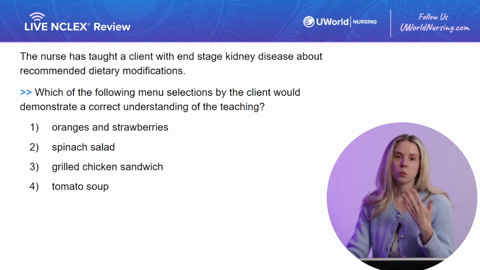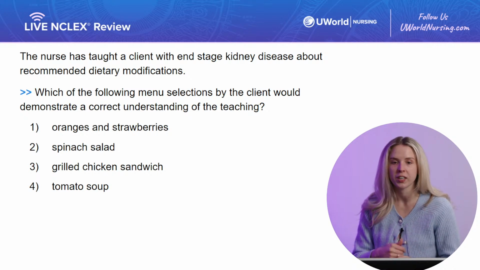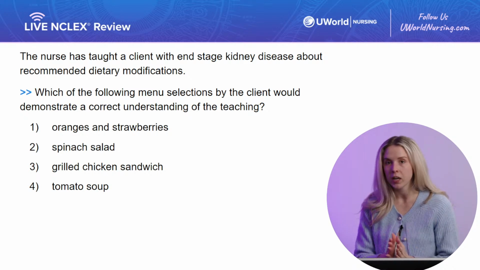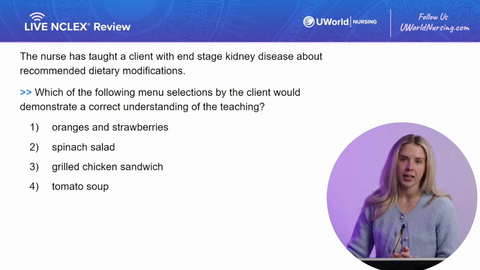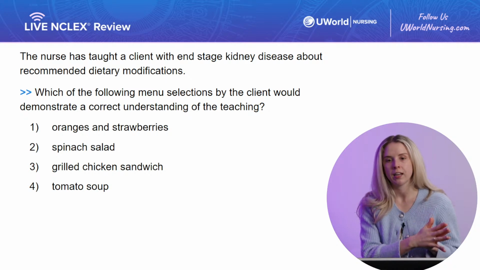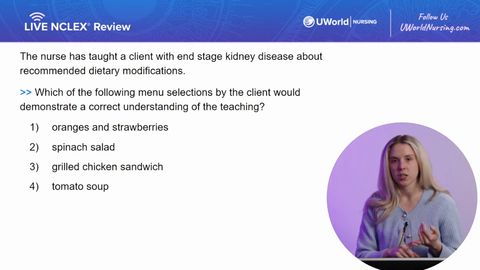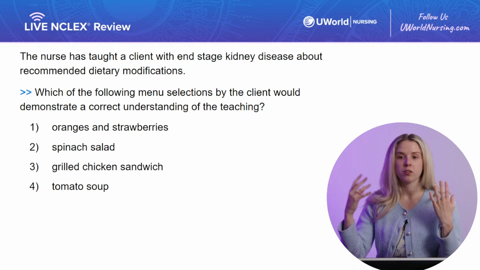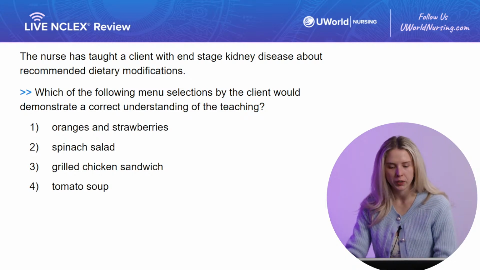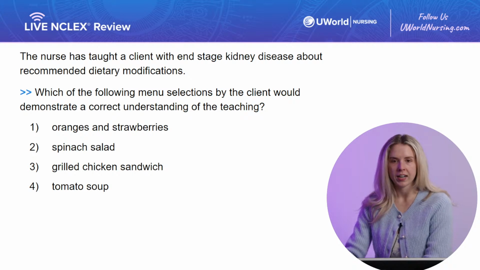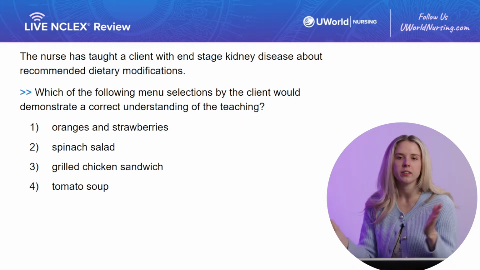And that leaves us with option number 3, the grilled chicken sandwich. So remember, we're limiting our protein, but we're not avoiding it entirely. Instead, we're looking to get it from lean protein sources like chicken, turkey, and fish, rather than beef or a red meat alternative. Alrighty, so option 3 was our correct option, that grilled chicken sandwich.